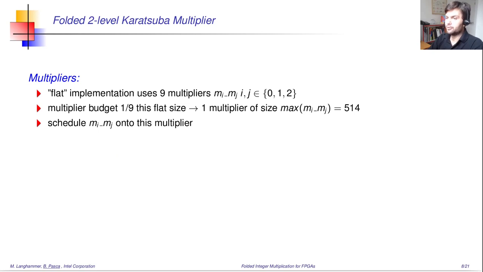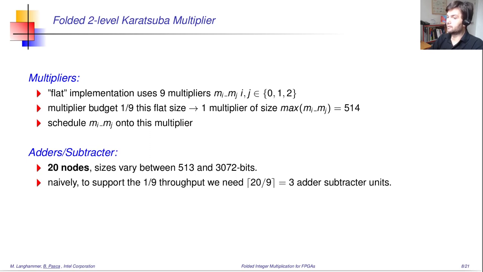In terms of compute units, the folded implementation will use one multiplier. The size of this multiplier will be that of the widest of the 9 and equals 514 bits. All 9 multiplications will be executed sequentially on this physical multiplier.